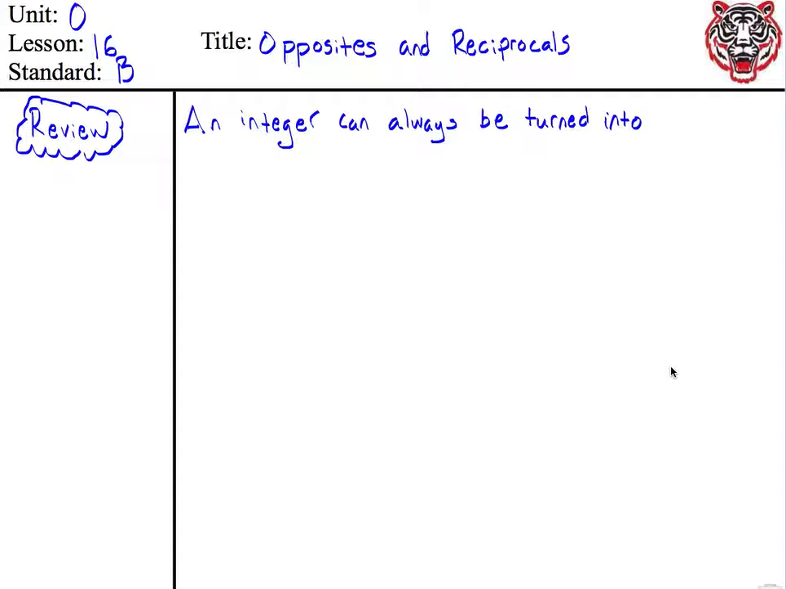All right, so we are on lesson 0-16. The title of today is Opposites and Reciprocals. We are on standard B. Can I get a quiet raised hand for standard B?